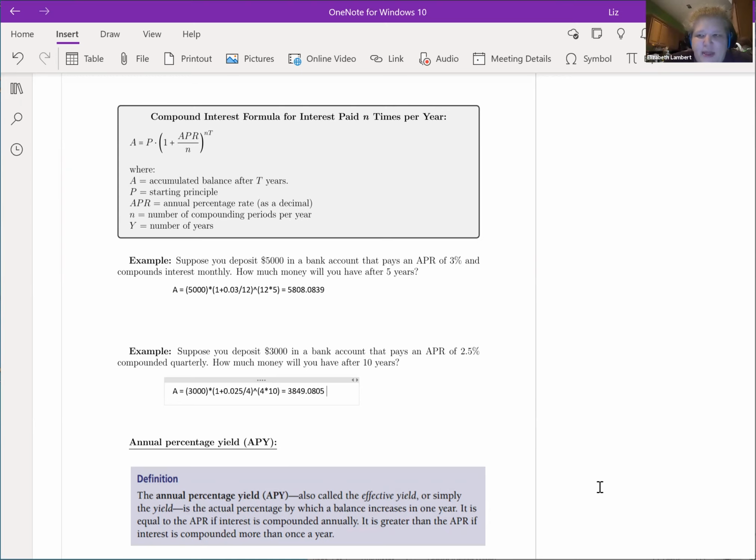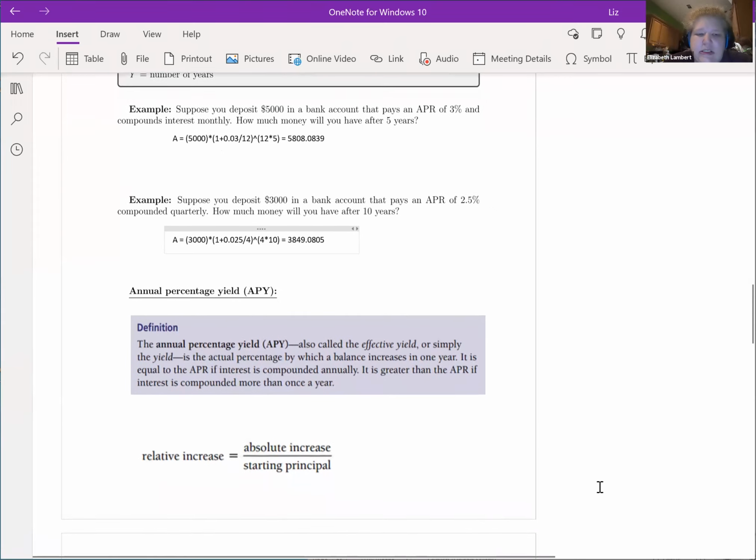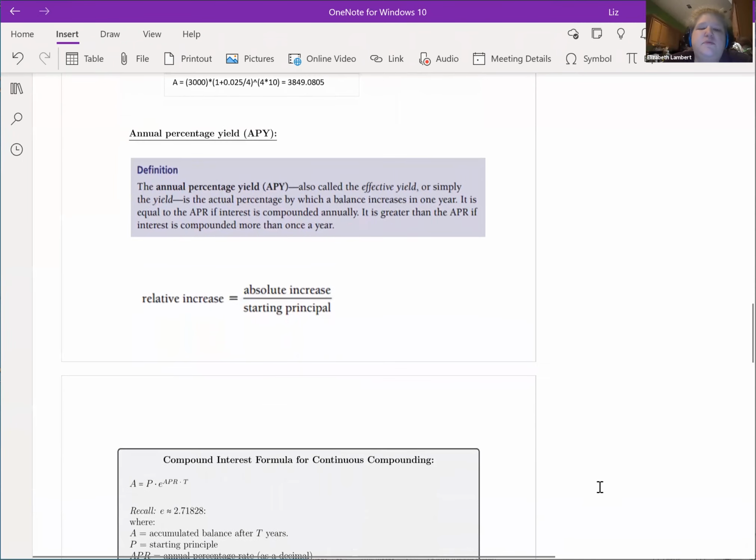All right. Now, the other thing they will talk about in this section in ALEKS is the annual percentage yield, sometimes called the effective yield or simply the yield. It is the actual percentage by which a balance increases in 1 year. It is equal to the APR if interest is compounded annually. It is greater than the APR if interest is compounded more than once a year. So what you're going to do is figure out what happens in 1 year, and then look at the change as a proportion of the original, and that's how much we increased. If we multiply it by 100%, we'll get it as a percent.